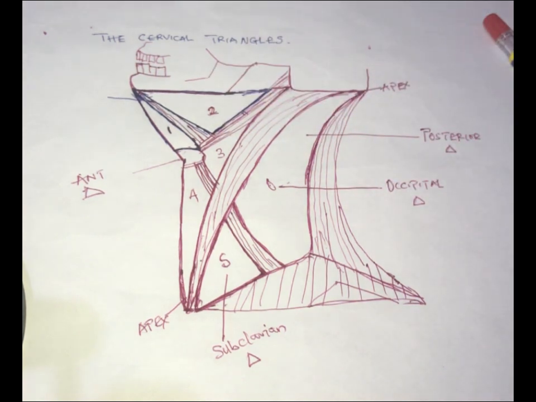The digastric triangle contains glands and lymph nodes. For example, we have the superficial part of the submandibular gland, submandibular lymph nodes, and some parts of the facial artery and vein. It also contains part of the hypoglossal nerve.